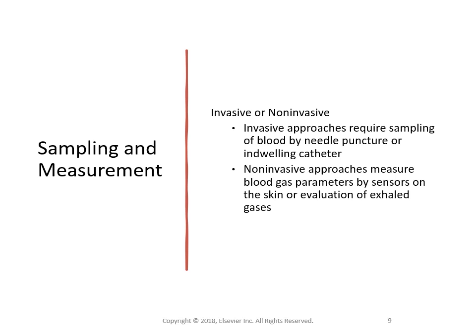Sampling and measurement. Non-invasive or invasive. Blood gas sampling and measurement approaches can be broadly classified into being either invasive or non-invasive. Invasive approaches require sampling of blood by needle puncture or indwelling catheter. Non-invasive approaches measure blood gas parameters by sensors on the skin, like a transcutaneous monitor, or evaluation of exchanged gases like capnography.